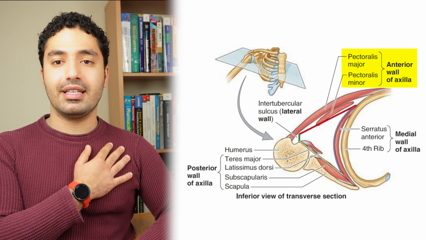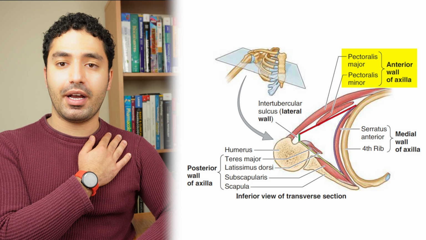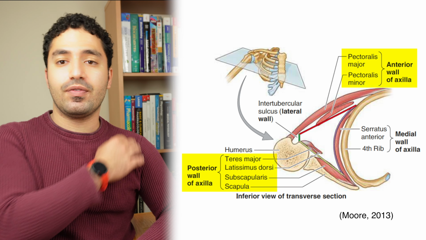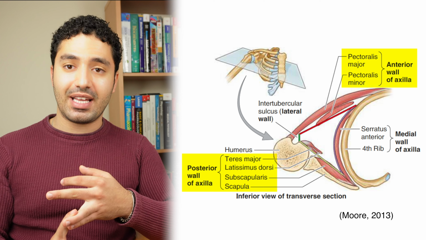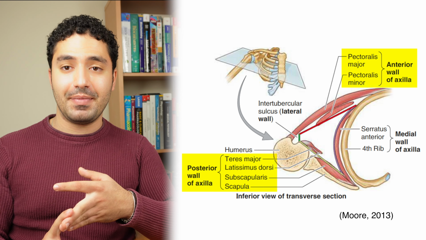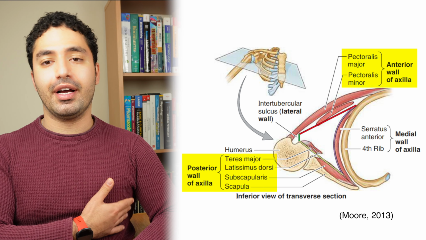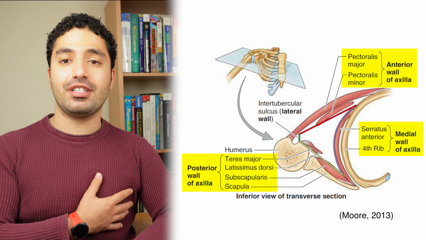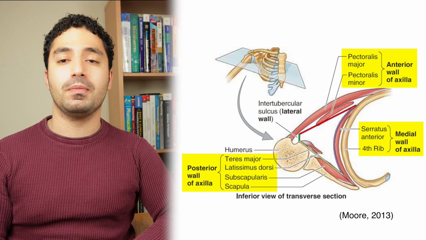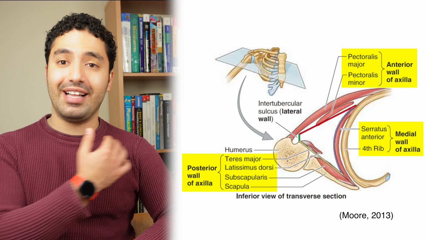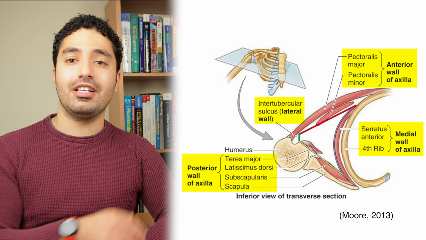While the anterior border of the axilla is formed by the pectoralis major and pectoralis minor, the posterior wall of the axilla is formed by the scapula, subscapularis, and inferiorly by the teres major and the latissimus dorsi. On the other hand, the medial border is formed by the first 4 ribs and their intercostal muscles and the serratus anterior, while the lateral border of the axilla is formed by the intertubercular groove.